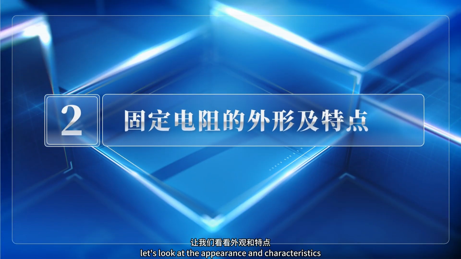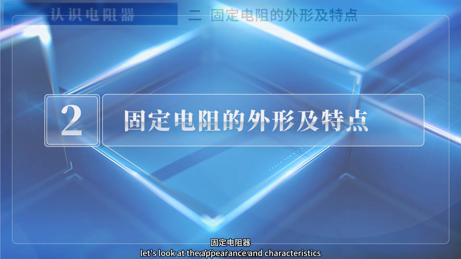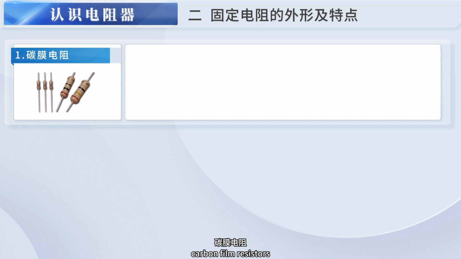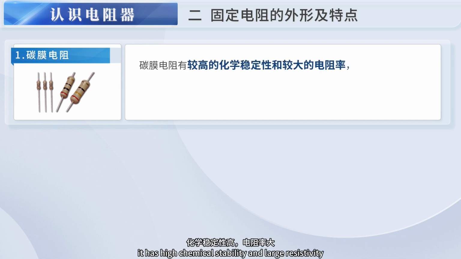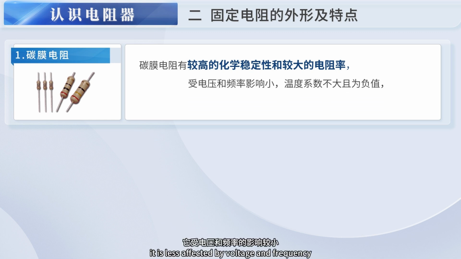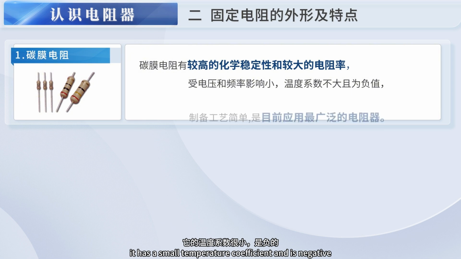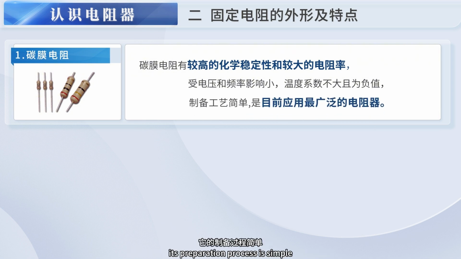Let's look at the appearance and characteristics of fixed resistors. Carbon film resistors. Carbon film resistors have high chemical stability and large resistivity. They are less affected by voltage and frequency. They have a small temperature coefficient, and it is negative. Their preparation process is simple. It is the most widely used resistor at present.